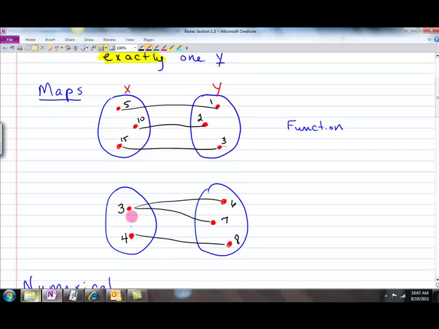In this one, we've got 3 and 4, and then we've got 6, 7, 8. But 3 is paired with both 6 and 7. This keeps it from being a function. So your key here is to look at your x's and see if any of the numbers have two lines coming out. If that's the case, it is not a function.